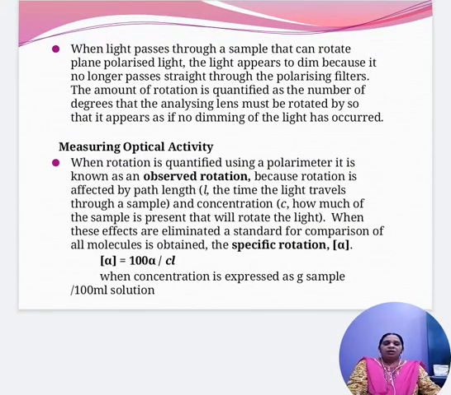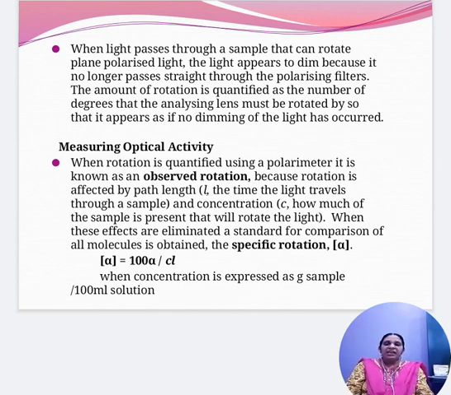When light passes through a sample that can rotate plane polarized light, the light appears to dim because it no longer passes straight through the polarizing filters. When there is no sample present inside the sample tube, what happens? The light falls on the polarizer, and after passing through the vacuum, it goes on to the analyzing lens. So there is no variation in the intensity of the radiation falling on the analyzer. So you don't find a difference.